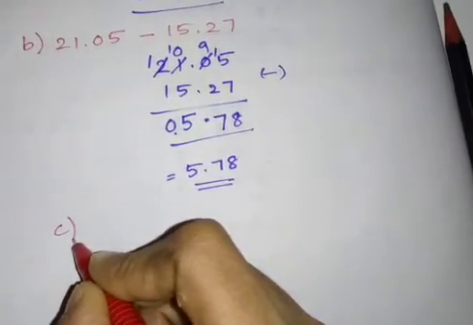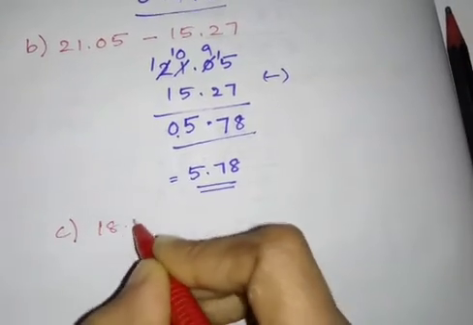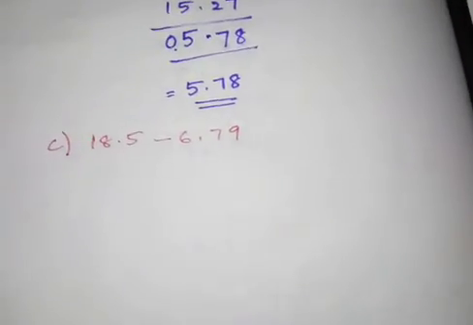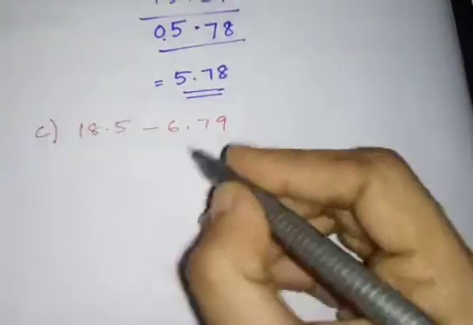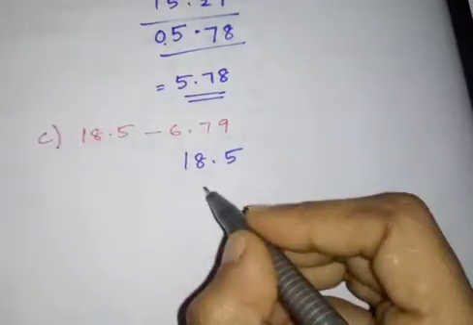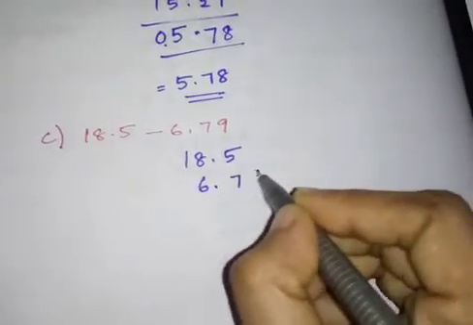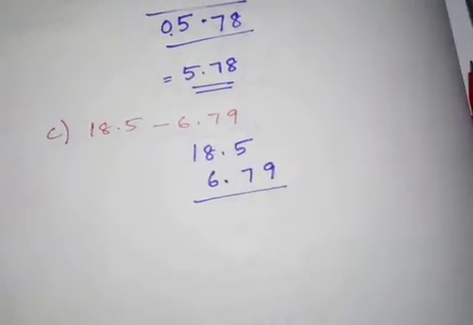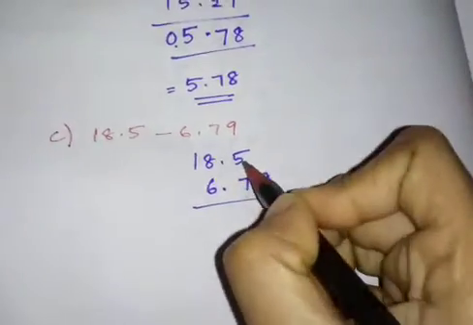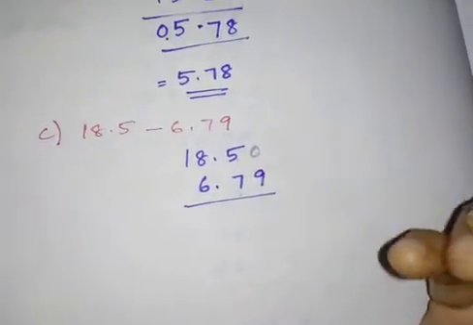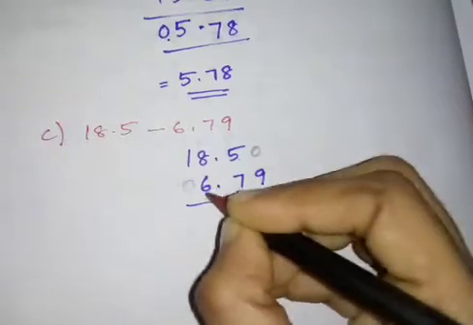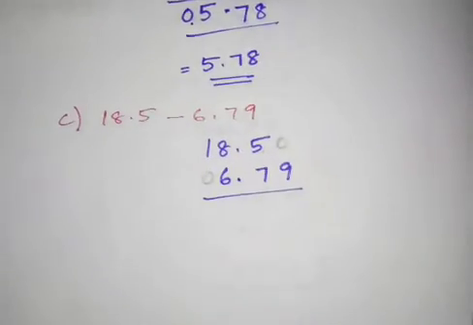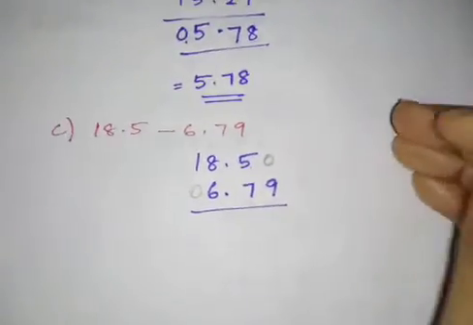Next, C problem. 18.5 minus 6.79. Now I'm just writing 18.5, and 6.79. Now see, here it is a 2-digit number, here it is 1 digit. So you can insert 0 here. Here also you can insert 0, because in front of this number, if you insert 0 also, it has no meaning. That's why I am inserting using the pencil.